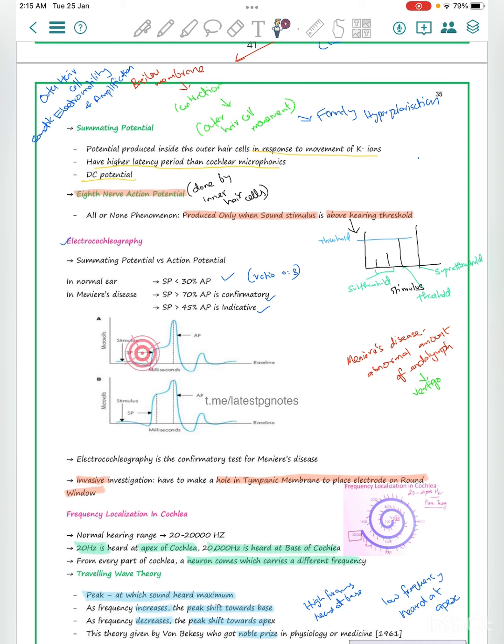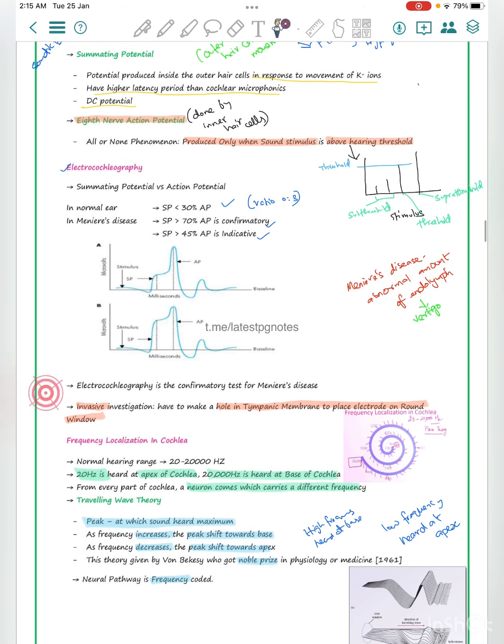Guys, you can see the normal graph here. This is the action potential, this is the summating potential. This is the stimulus. Summating potential has a longer latency than the action potential, but in this curve you can see the summating potential is increased, from about 40% to 70%. This electrocochleography is a confirmatory test for Meniere's disease, but it is an invasive investigation. You have to make a hole in the membrane to place the electrode on the round window.